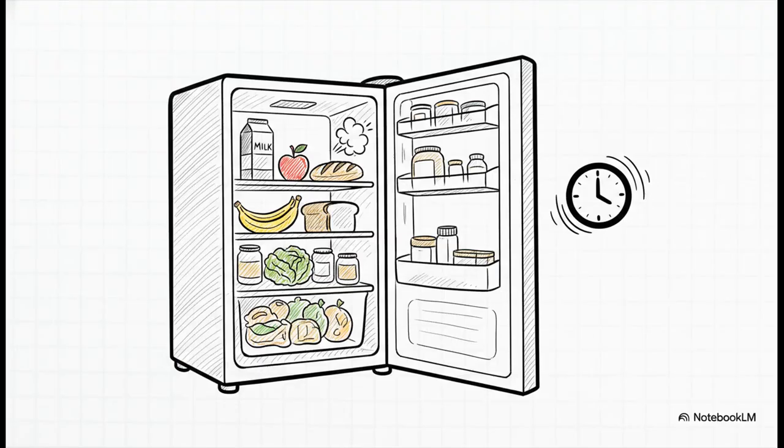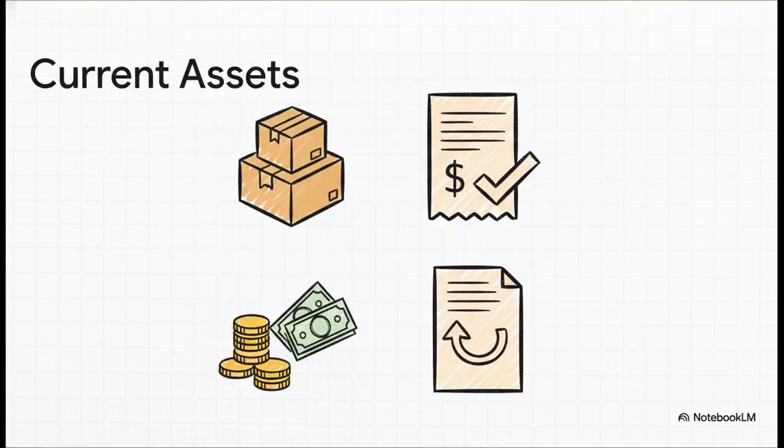If those long-term assets are the house, then the current assets are the groceries you have in your fridge. You bought them with the clear intention of using them pretty soon. They are absolutely essential for your day-to-day life, but they are not meant to hang around for years. Yeah, this bucket is all about the daily grind.